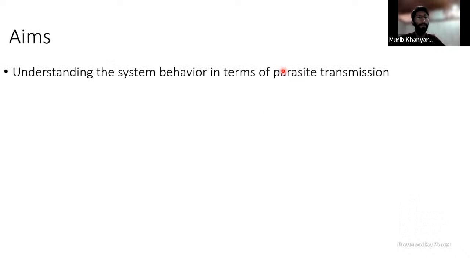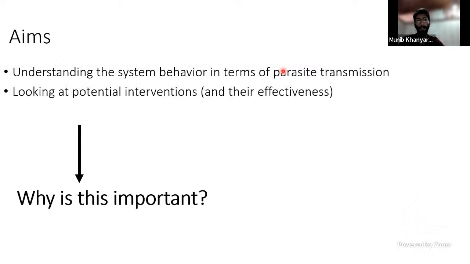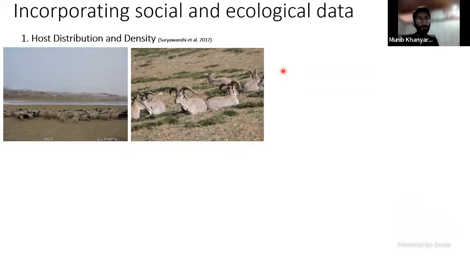So what were the aims of the study? It was really to understand how the system, in this case, the Kibber landscape, is behaving in terms of parasite transmission, and also look at potential solutions. Why is this important? Because then we can use this to have time and space specific interventions that align livestock growth with wildlife conservation as well. How did we do this? We use multiple methods. We try to understand where hosts are found, so their distribution and their density, because both of these will impact the amount of parasites they can shed onto pasture and then contribute, as potential infection.